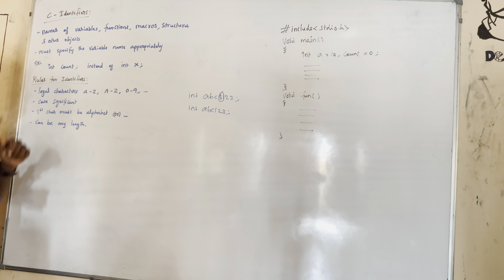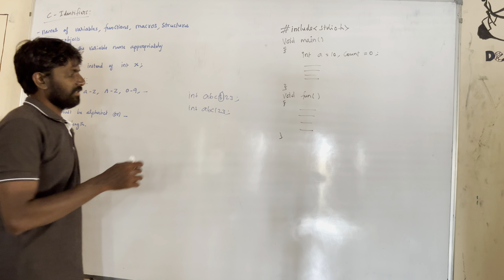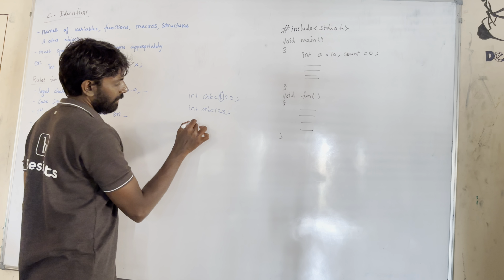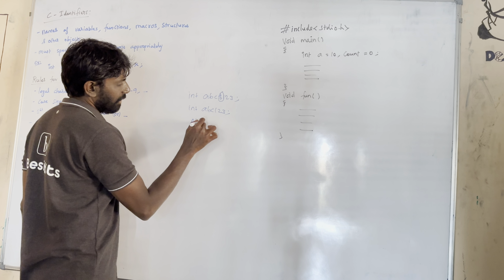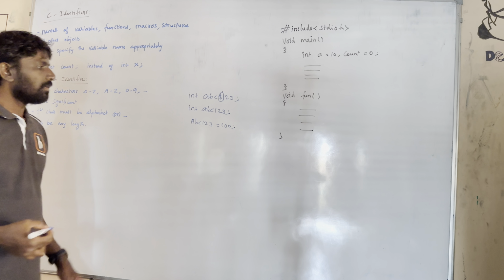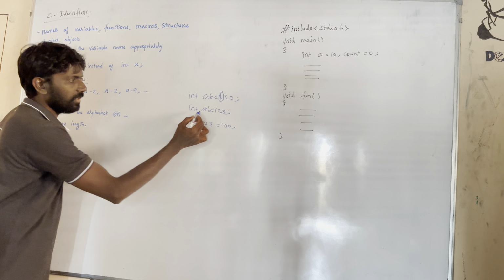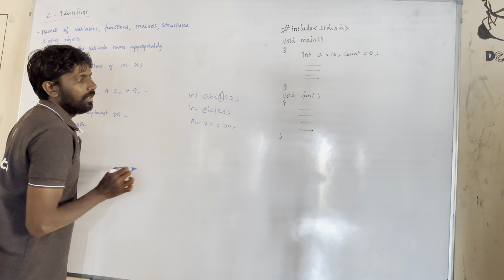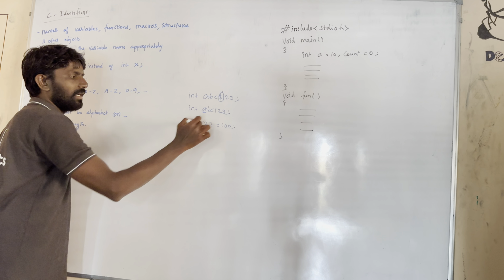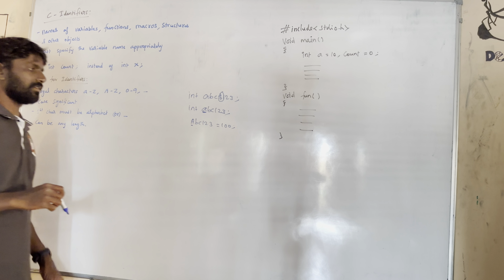It is case significant. It means if I declare a variable abc123, and here I try to use ABC123 equal to 100, it is not a valid one because here you used lower case and here you are using upper case. This is different and this is different. Both are different.